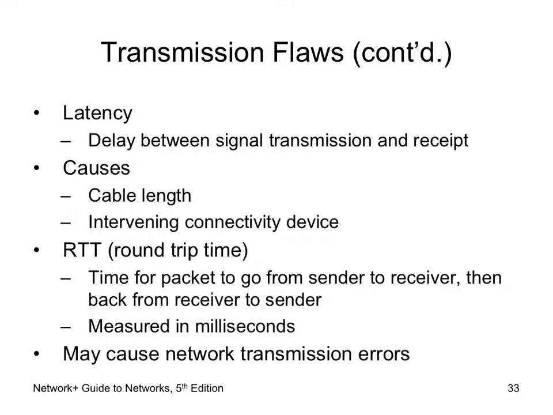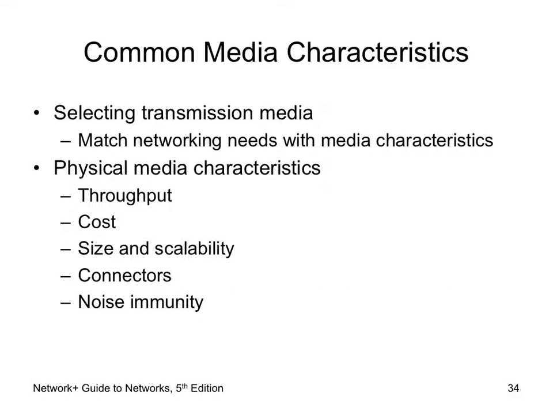And it's literally as quick as clicking a mouse on a link to determine that. Also, transmission times can be affected, or problems can happen, because of transmission errors. So, physical characteristics in all of the media we talked about: throughput, cost, size and scalability, connectors, and noise immunity.